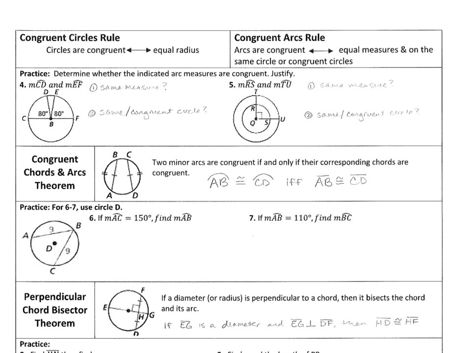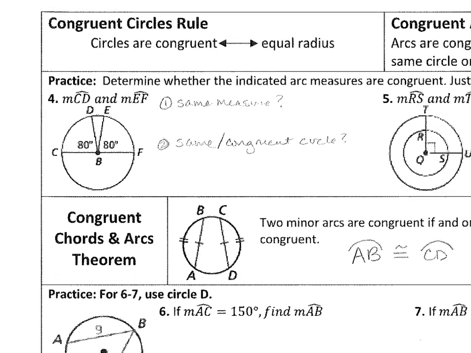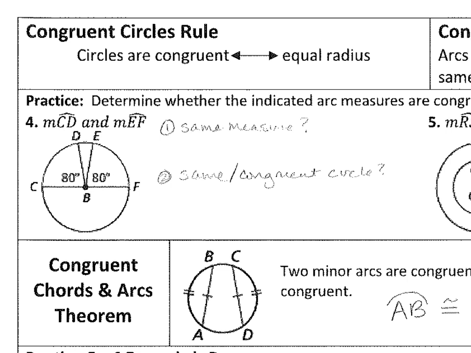Then we have a congruent arcs rule. And a congruent arcs rule is going to say that arcs are congruent if and only if they have equal measures, like numbers, they're the same number, and they're on the same circle or congruent circles. So we ask ourselves two questions in numbers 4 and 5. It asks me to determine whether the indicated arc measures are congruent and to justify. The first thing we ask ourselves is, are these arcs that we care about the same measure? So let's highlight arc CD and arc EF. Are those arcs the same measure?